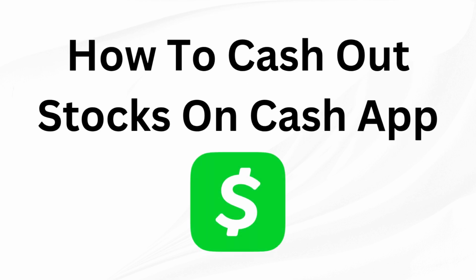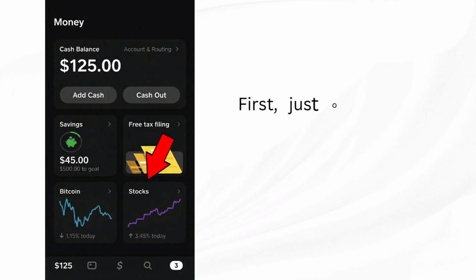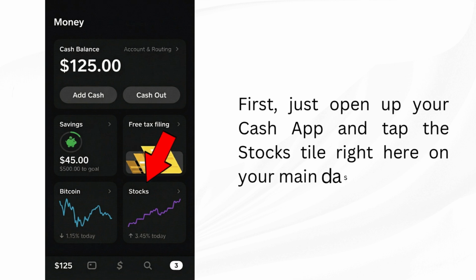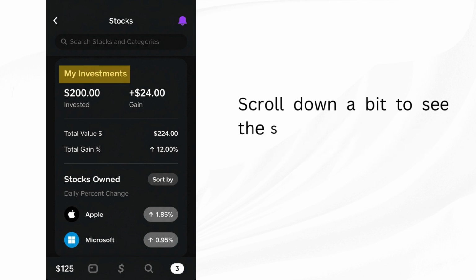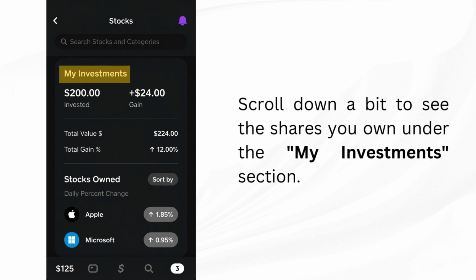How to cash out stocks on Cash App. First, just open up your Cash App and tap the Stocks tile right here on your main dashboard. This brings you straight to your investment portfolio. Scroll down a bit to see the shares you own under the My Investments section.